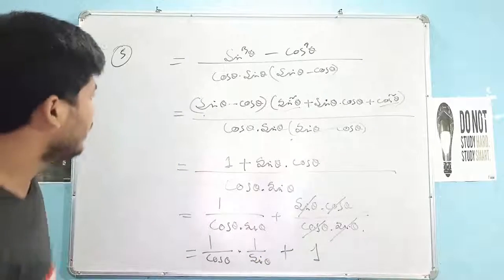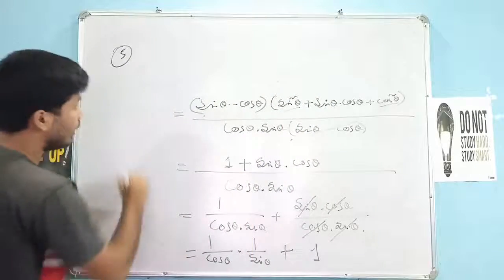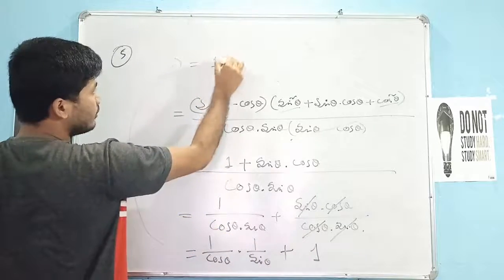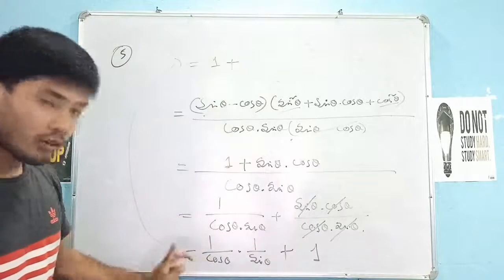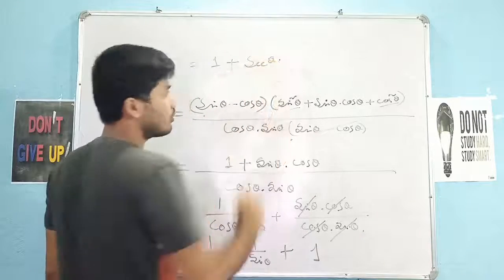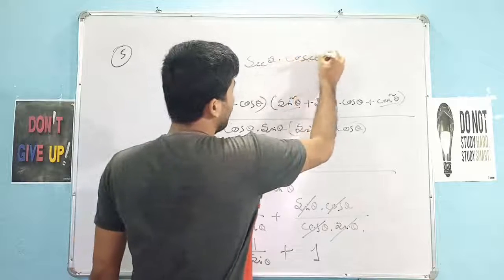Well, only the line is left. Look at here, this is 1 to begin with. Then it is 1 by cos theta. That is 1 by cos theta is sec theta, and 1 by sin theta is cosec theta.